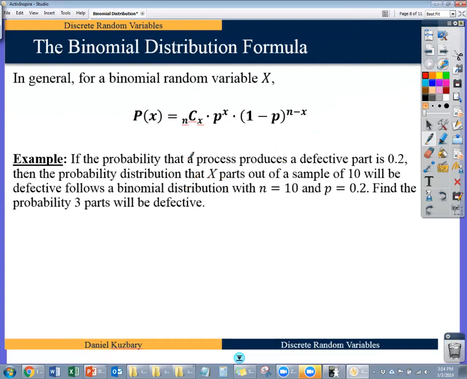So we have a probability that a process produces a defective part being 0.2. The probability distribution that x parts out of a sample of 10 will be defective follows a binomial distribution with n equal to 10 and p equal to 0.2. So what we're saying is you've got 10 parts, and out of those 10, the chance that any one of them is defective is 0.2. So each one has a 0.2 chance of being defective. I can draw a box around that. There's 10 total ones. So you can imagine the success would be, oh, it's not defective. The failure would be it's defective.